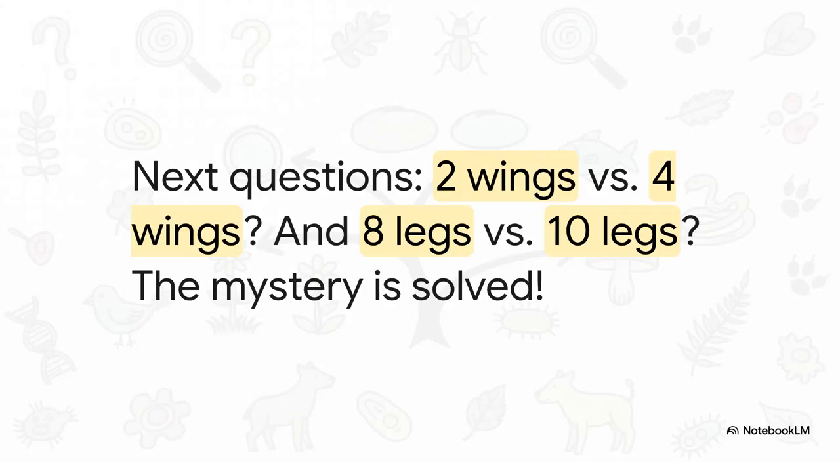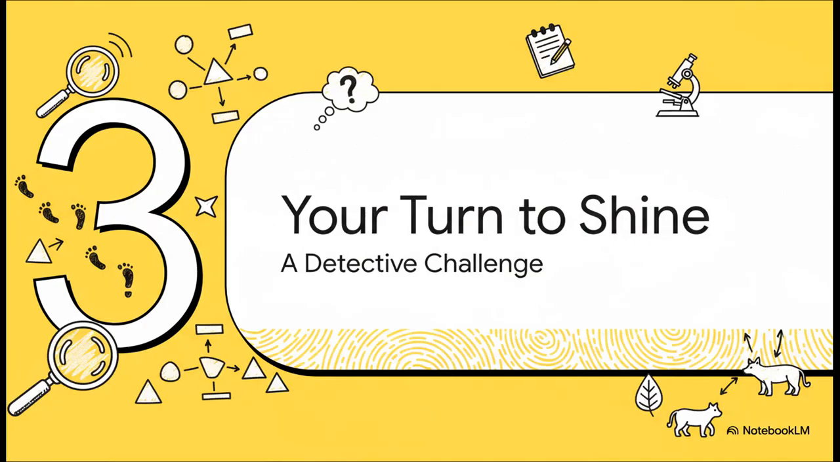For the ones with wings, we just ask, 2 wings or 4? That separates the fly from the dragonfly. For the other guys, we can count their legs. 8 for the spider, 10 for the crab. And with that, every single one of our mysteries is solved. Case closed.